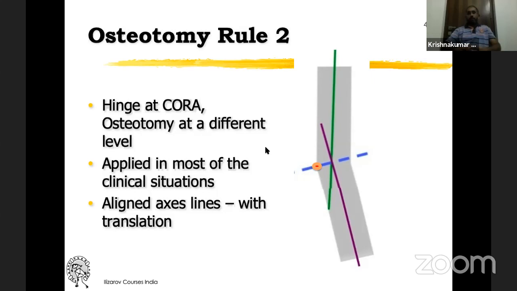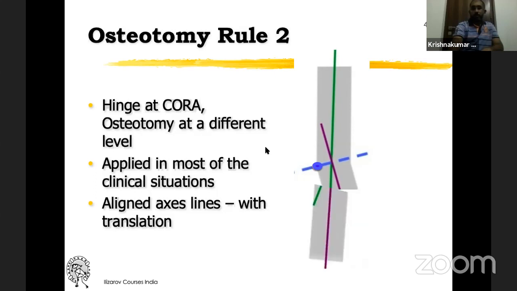So in that case, you place the hinge at the level of the CORA, but you do an osteotomy distal to that, or say proximal to that level of deformity. This is one situation which commonly arises when you are dealing with malunions. Malunited fractures many a times will have sclerosis at the apex of the deformity. So it won't be a good idea to do an osteotomy at a sclerotic area. So what you do is you do an osteotomy a little bit proximal or a little bit distal to that apex of the deformity. So you keep a hinge at the level of the CORA, but you do an osteotomy distal to that and rotate.